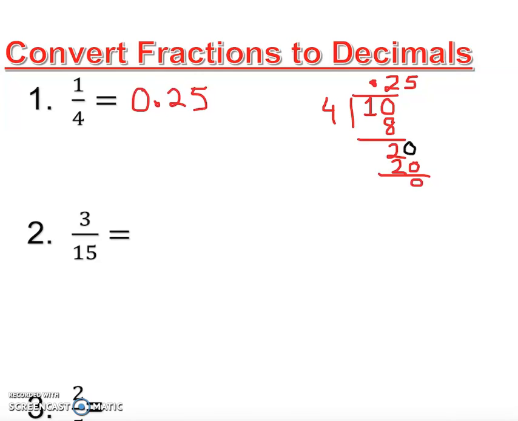Let's take a look at the next problem, which is 3 out of 15. I'm going to do the same thing here. So 15 goes outside and 3 is inside. 15 doesn't go into 3, so we need a decimal, so I have a 30. So 15 goes into 30 twice, which is 30. So 0.2, and the remainder is 0, so I can put down a line here.